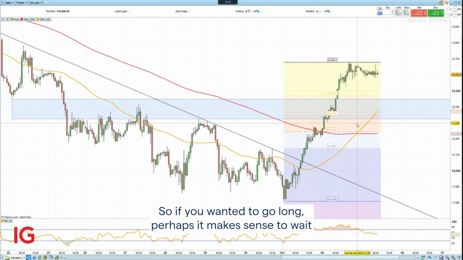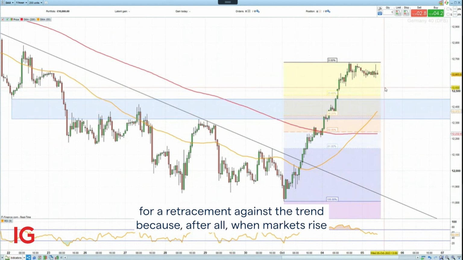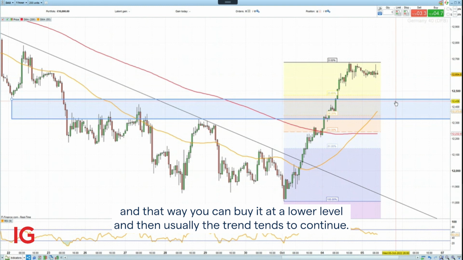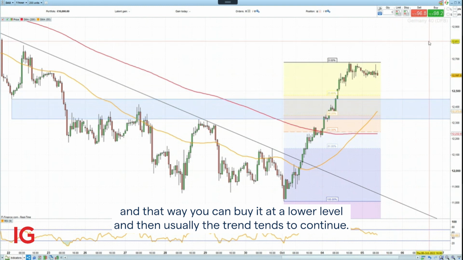So if you wanted to go long, perhaps it makes sense to wait for a retracement against the trend, because after all, when markets rise very, very sharply, quite often they have a pause. And that way you can buy at a lower level, and then usually the trend tends to continue.